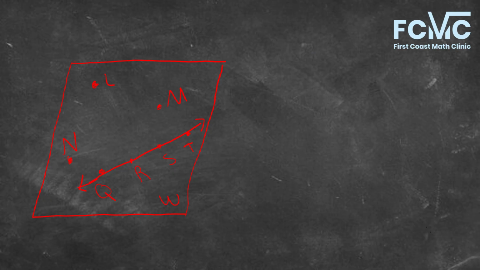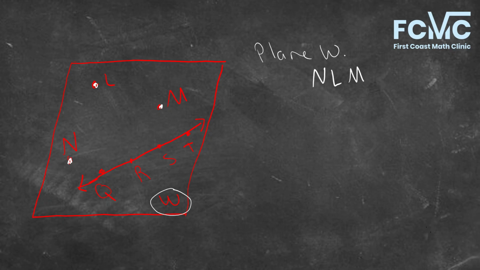All right, so for our next example, we've got our basic figure here, and let's identify what we can, right? So I want to start with our plane. So a couple ways we can name this plane, right? We've got this capital letter here, so we can call this plane W. Or we've got our 3 non-collinear points here, so we can call this also plane N, L, M.